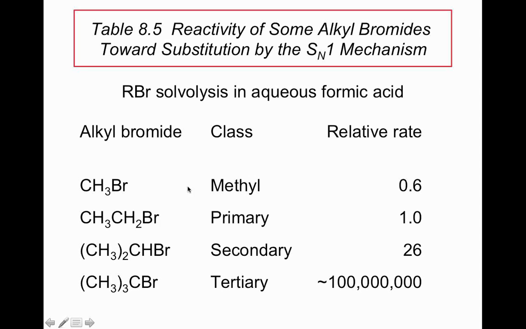In SN1 reactions, we increase the rate of reaction by increasing the number of alkyl substituents around the alpha carbon. So, methyl bromide reacts slower than ethyl, which reacts slower than isopropyl, which reacts slower than tert-butyl bromide. This is because the formation of the carbocation increases in the number of substituents as we go down the table, from a primary to a secondary to a tertiary carbocation. Tertiary carbocations are so stable, in fact, that the relative rate of an SN1 reaction with a tertiary alkyl halide is many orders of magnitude faster than with a secondary, primary, or methyl carbocation.